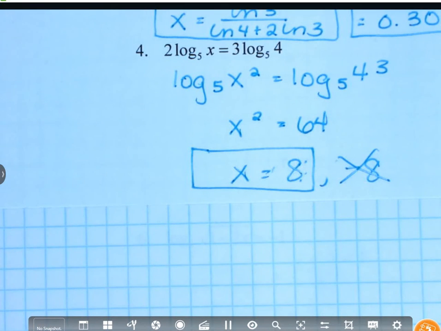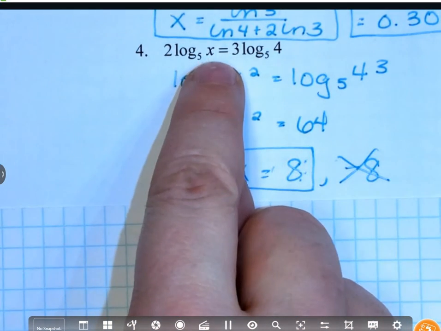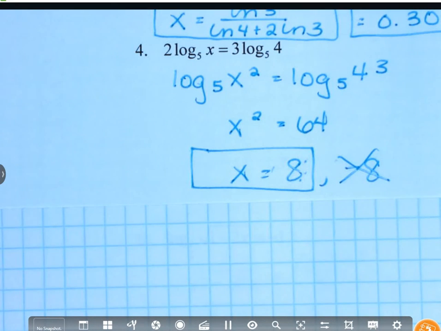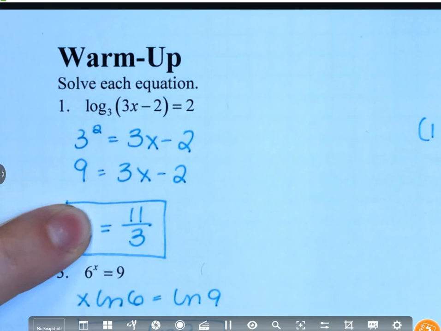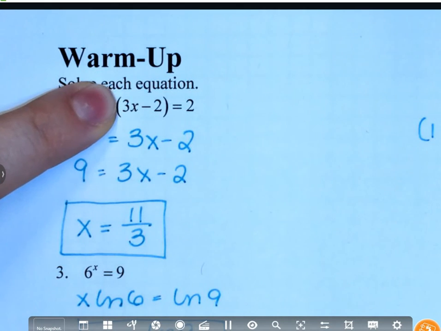Number 4. Even though there are 2 numbers that square to give me 64, only the positive one works because of that x. Remember, we cannot take the log of a negative number. Always check that. I did check that. Believe it or not, I just didn't show it in here. I knew that this was almost 4, but no matter what, as long as it's bigger than 1, we're going to be okay.